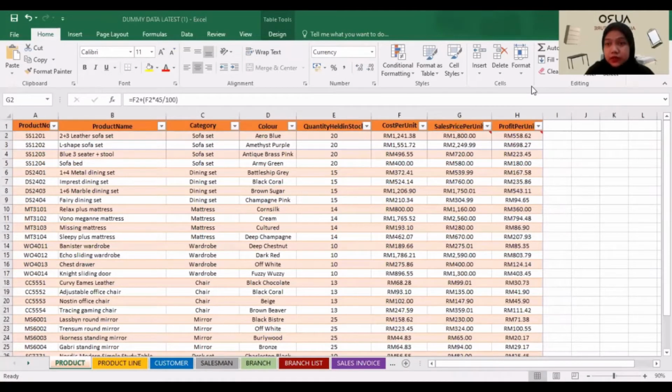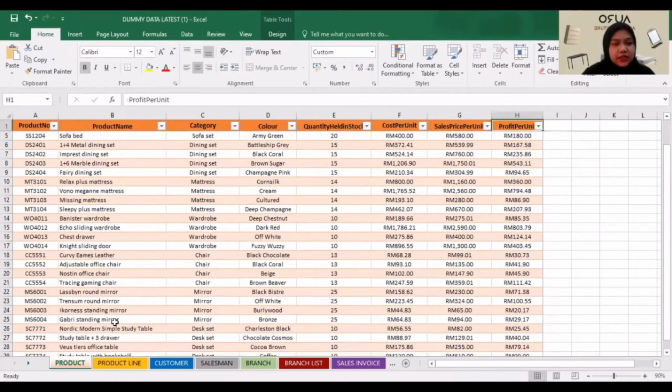Hi, I am Nur Aiza. So I will continue with dummy data. Here we have 7 tables. So the first table is product table. Here we have attributes of product number, product name, category, color, quantity held in stock, cost per unit, sales price per unit, and also profit per unit.